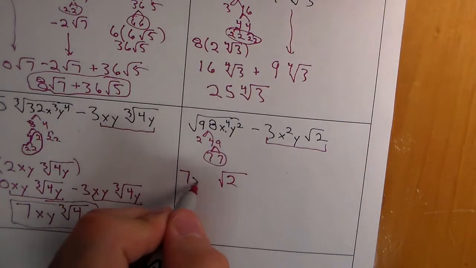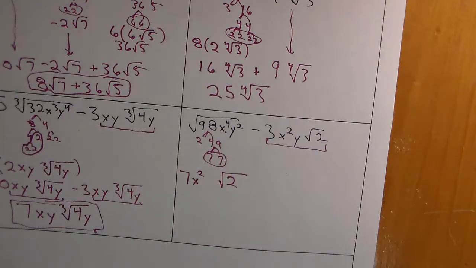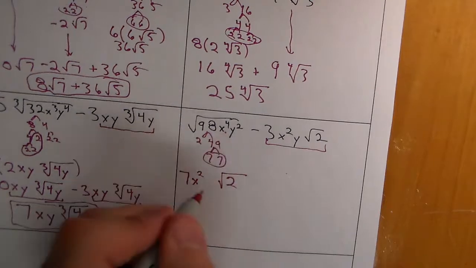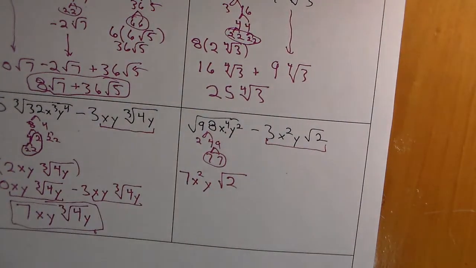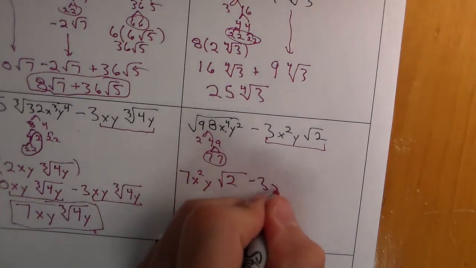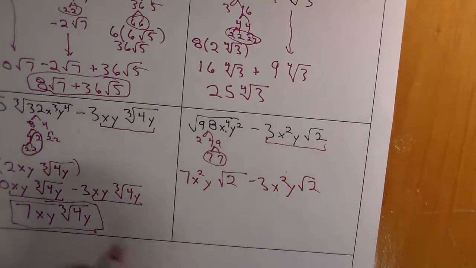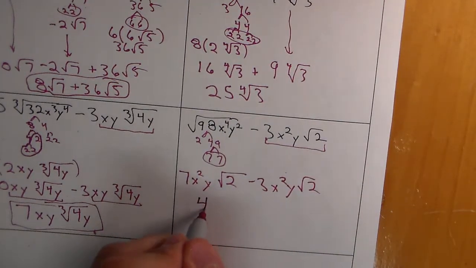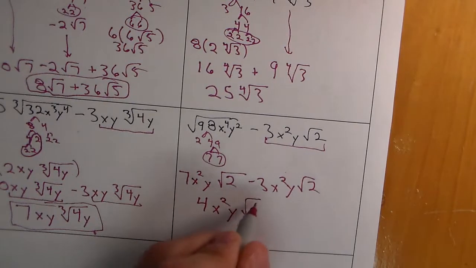X to the fourth gives me 2 sets on the outside, so it becomes x squared. Y squared becomes 1 set on the outside, and that matches. So we go minus 3x squared y root 2. 7 minus 3 gives me 4x squared y root 2.